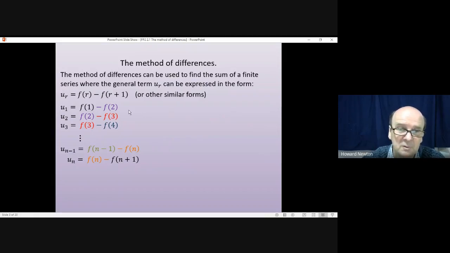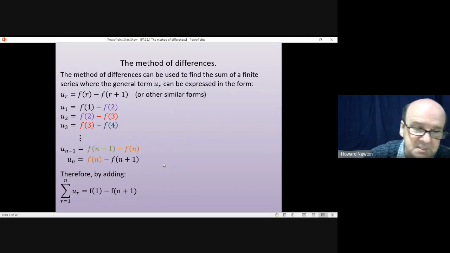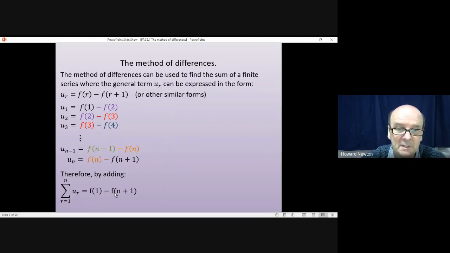So when we add all of these terms together, all the terms will cancel. The purple ones, the red ones, the blue ones, the green ones, the yellow ones, all of them will cancel, except for the very first term, which has nothing to cancel with, and the very last term, which also has nothing to cancel with. So by adding all these together, we'll get the sum from r equals 1 to n of u_r is just equal to f(1) take away f(n+1).